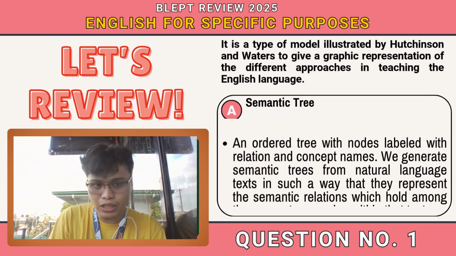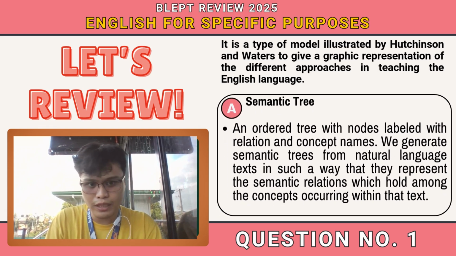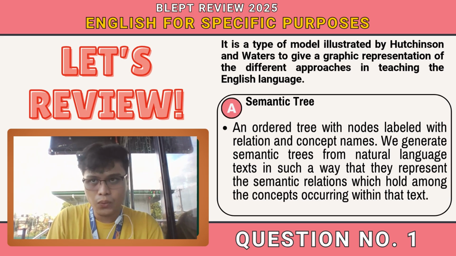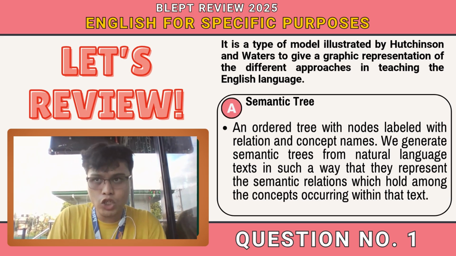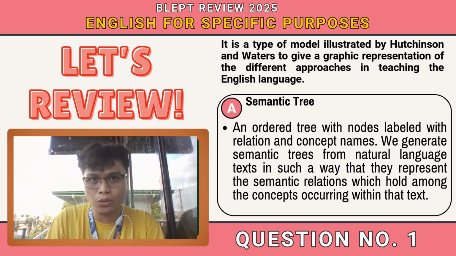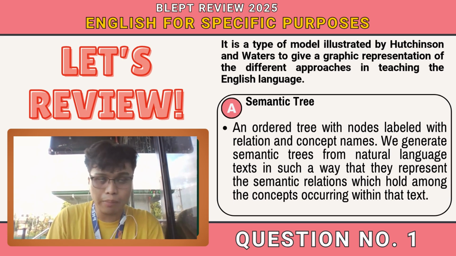Letter A, semantic tree. This is what we use in syntax. This is an ordered tree with node labels. We use this to create a visual representation of how sentences are structured, so the functions of each word in a sentence. So semantic tree is different.